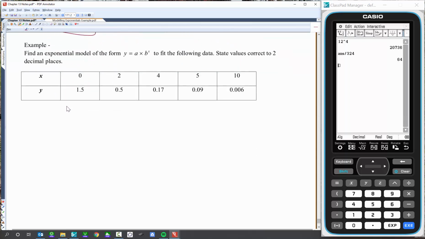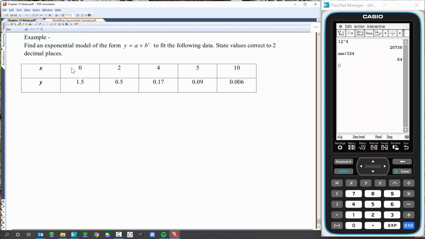All right, so find an exponential model of the form y equals a times b to the x to fit the following data, stating values correct to 2 decimal places. I'm going to do this 2 ways. I'm going to pretend that we're not told the form and it just says find an exponential model. So I'm going to do this by hand.